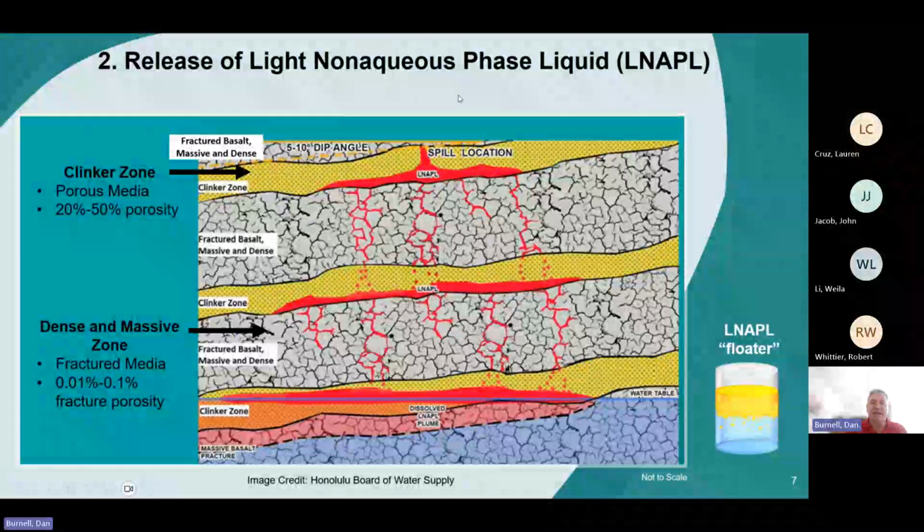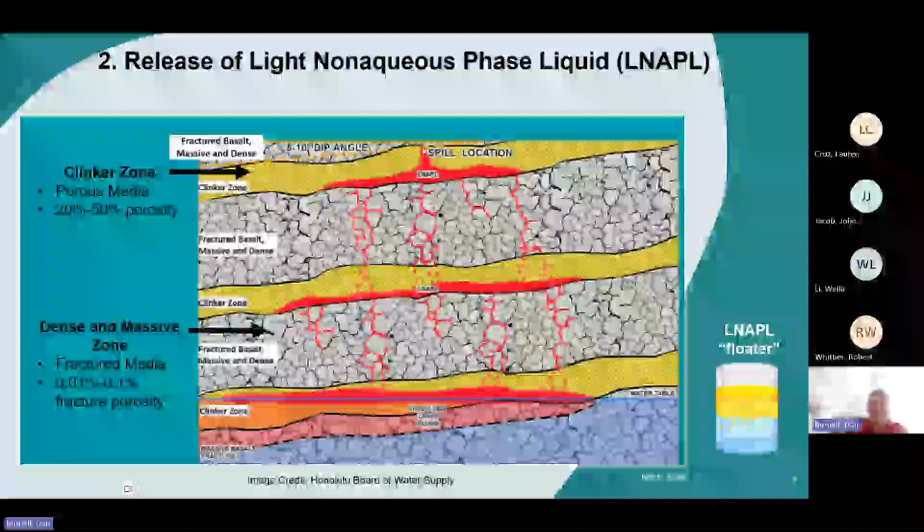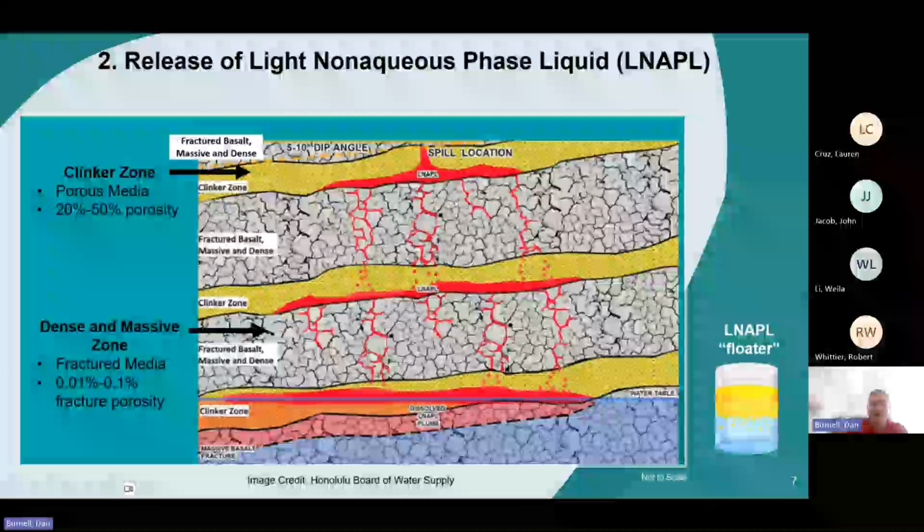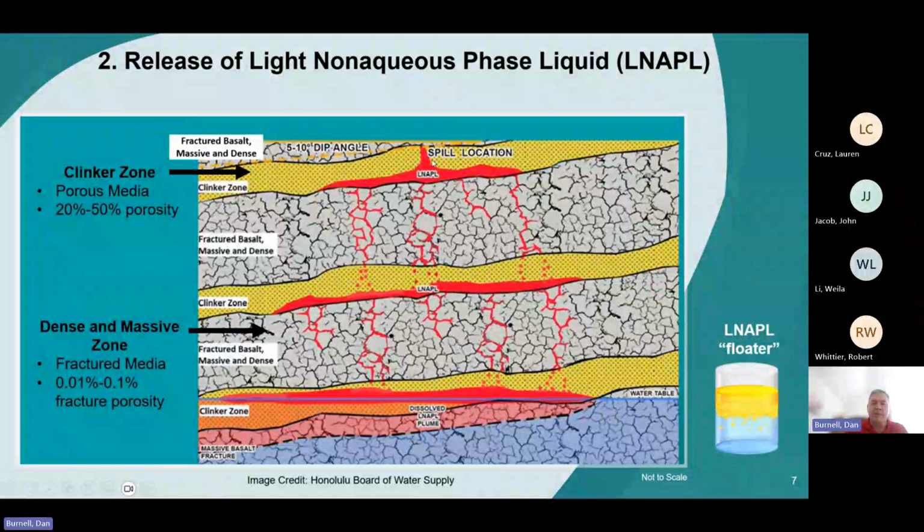The second way is these LNAPLs, these light non-aqueous phase liquids. Again, we sometimes call them floaters because they float on top of the water, and they would require a spill in which the pure phase of the liquid would then go into the land surface through cracks and crevices. It may migrate downward, and it may be trapped on these more dense rocks like the massive zones of basalt. And it may migrate laterally in these more permeable zones, which we call clinker zones.